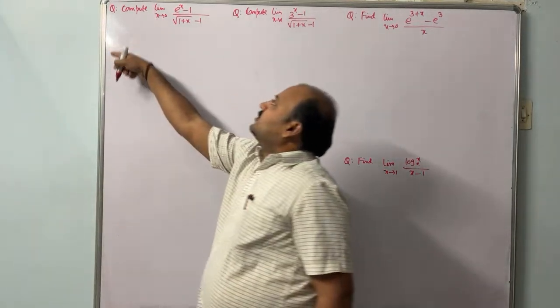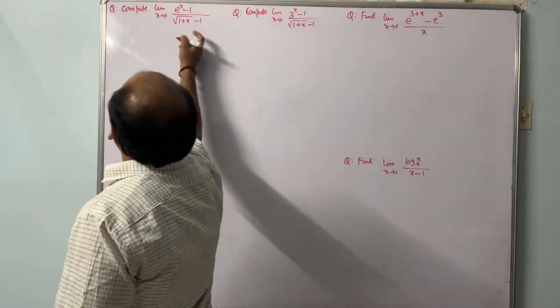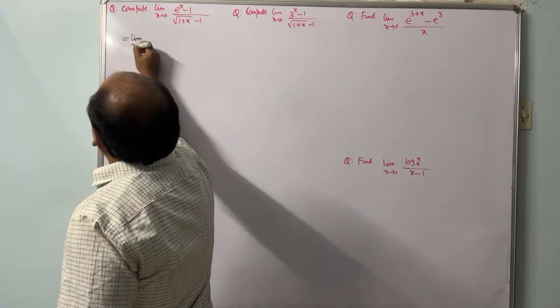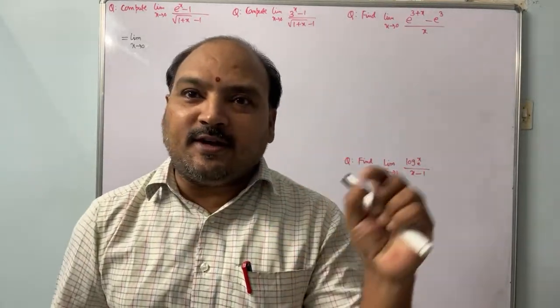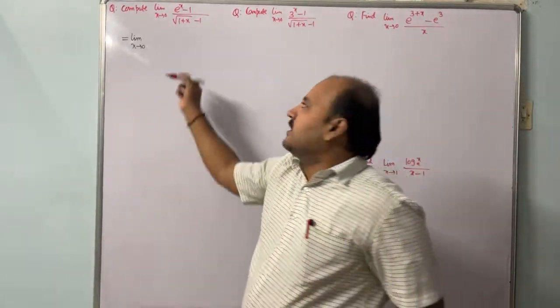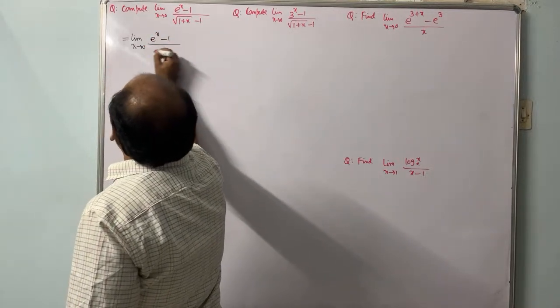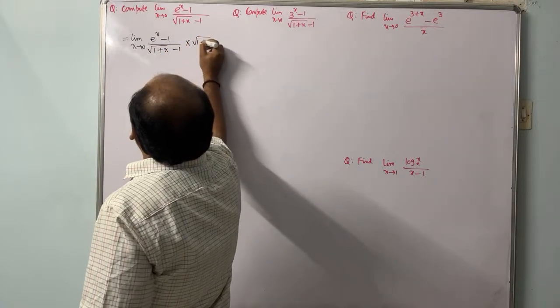Limit x tends to 0, e power x minus 1 by root 1 plus x minus 1. So first, if we directly substitute x equal to 0, what happens? Indeterminate form will come. It is in the root form, so we can rationalize with respect to the denominator, root 1 plus x minus 1, multiplying and dividing by root 1 plus x plus 1.